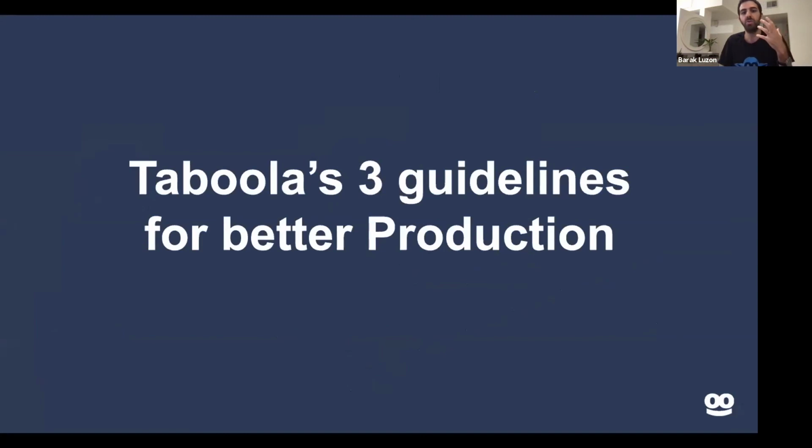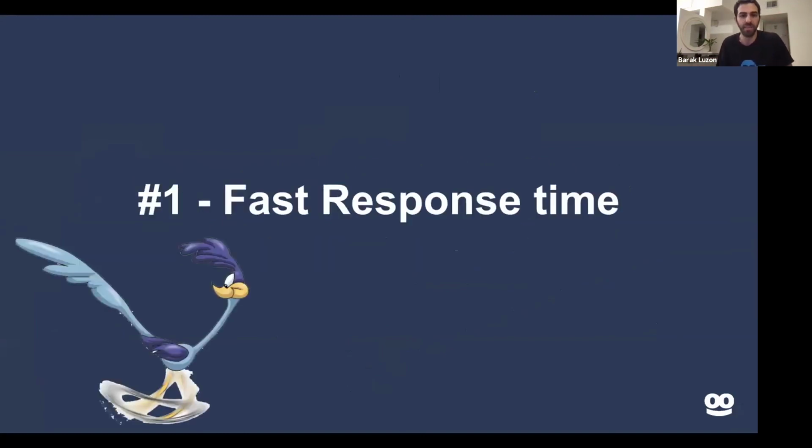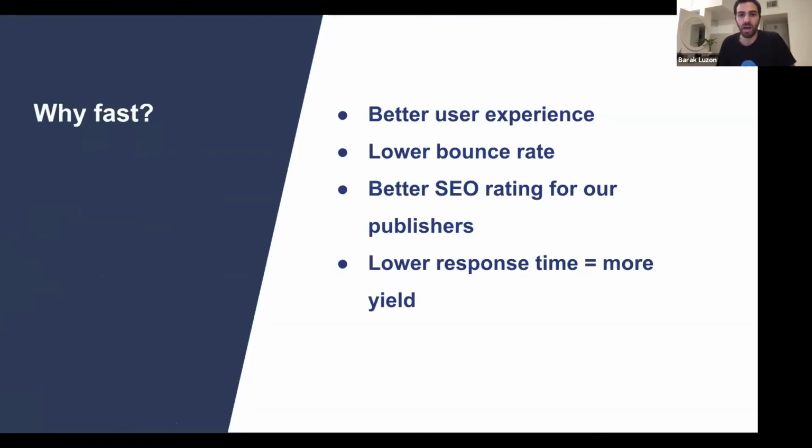So that leads me to the 3 guidelines that we have at Taboola for better production. The first one is fast response time. And why is that? Well, Taboola is embedded within the publishers' websites. So whatever is going on in the website, in most cases we have a call from the front-end side of that website, in some cases via REST APIs, to our servers. So the faster that we respond, the better the user experience will be.